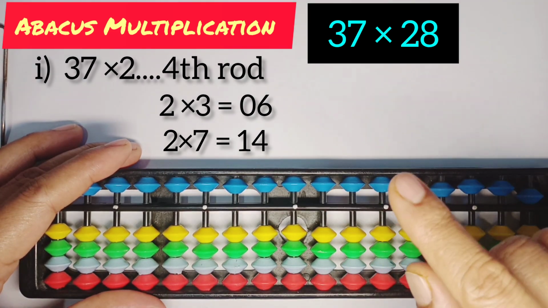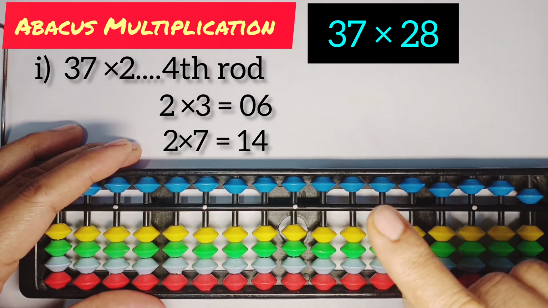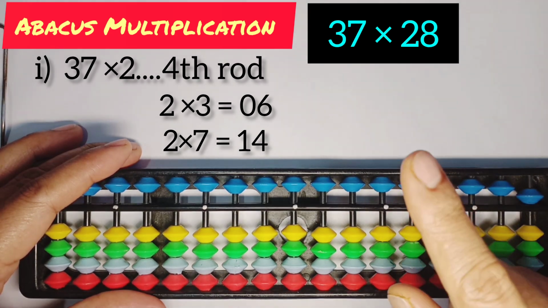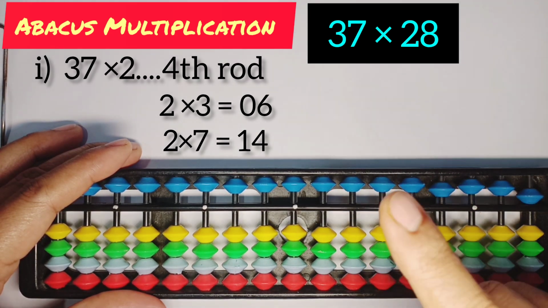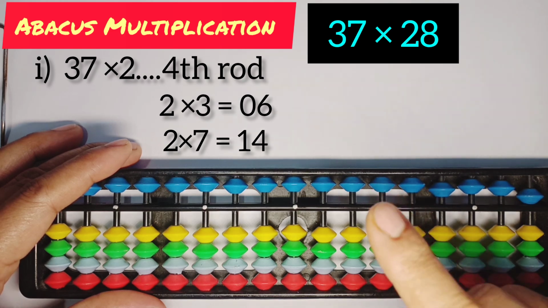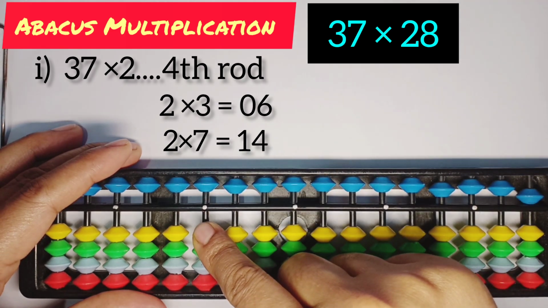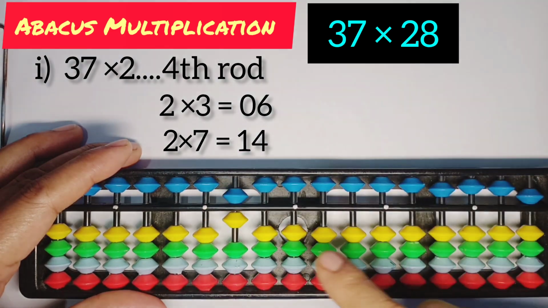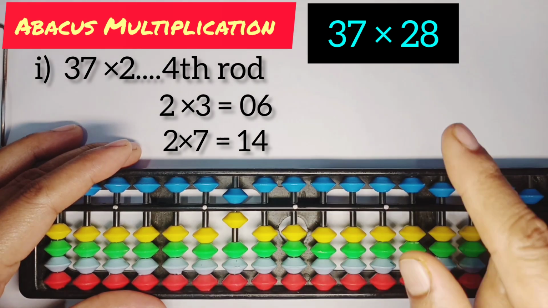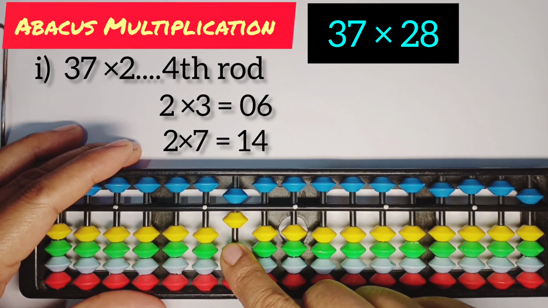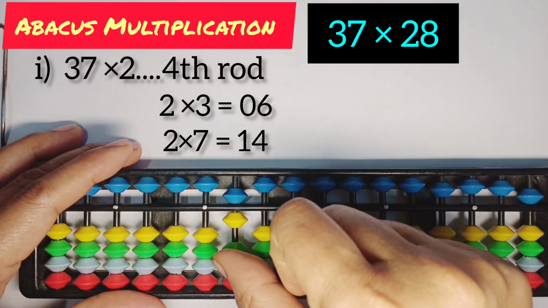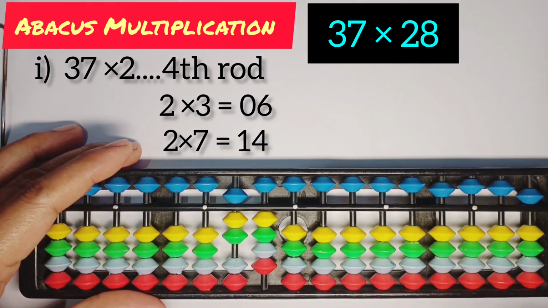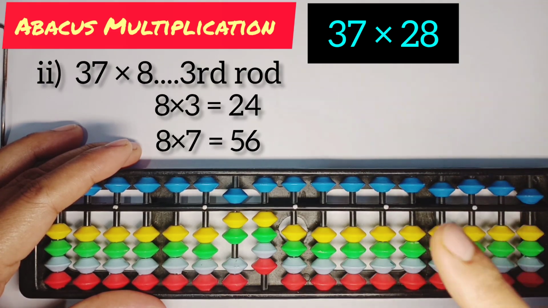2 times 3, 6. We are multiplying 2 and 3, total 2 digits. But the product 6 is a single digit. That's why we will put a 0 before 6. Put 0 on fourth rod and put 6 on second rod. We stopped here. 2 times 7, 14. As we stopped here, we need to start from that place. 1 and 4, 14.